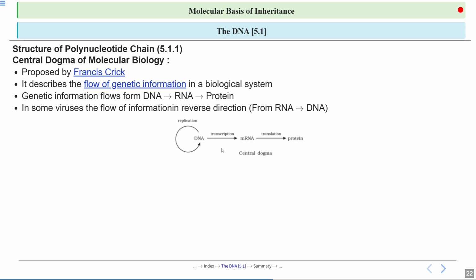So here you can see the central dogma. You can see that this DNA is first transcribed into mRNA, that is messenger RNA, and this messenger RNA is then translated into protein. And what is this replication showing? We know that DNA replicates itself, but the central dogma is that DNA is transcribed into messenger RNA, and this messenger RNA is then translated into protein. And this protein is then responsible for all the functions a body performs.